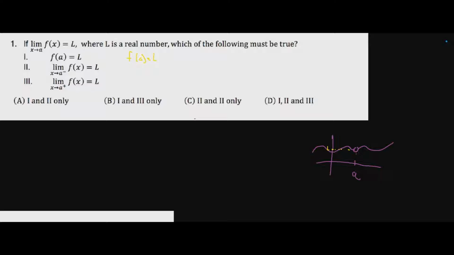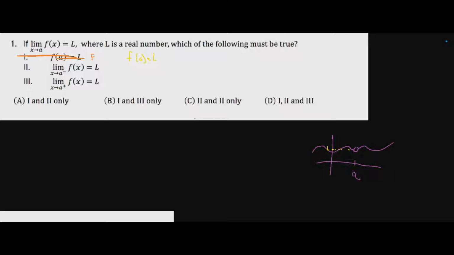Well, look, I just made an example that violates number one, right? It doesn't have to exist there. It's undefined, because the limit just means that we approach it from the left and the right, and it's okay for us to have a hole. So we know this is not true. This is false. I just made an example that showed that.